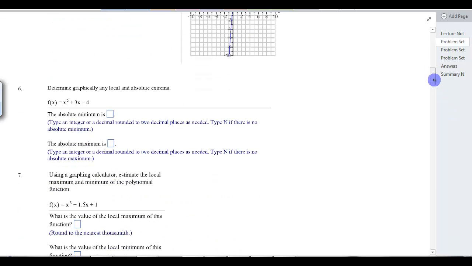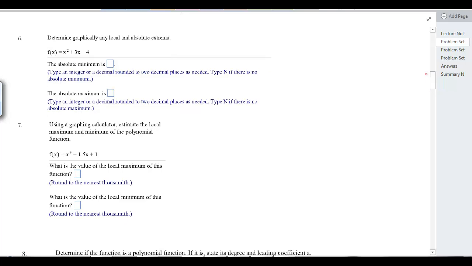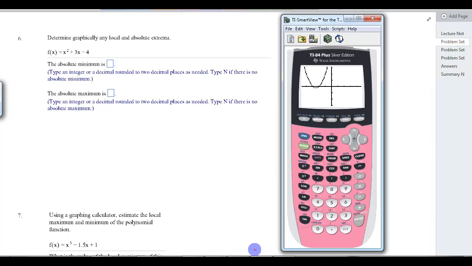Let's look at number 6. Determine any local and absolute extrema. Now with this one, you're going to need to put it in your calculator. This is good practice for you. Let's go to y equals, clear out whatever is there, x squared plus 3x minus 4. Now on that one, I cannot see what I need to see because I'm looking for the min. So I do need to change my window and my y min.